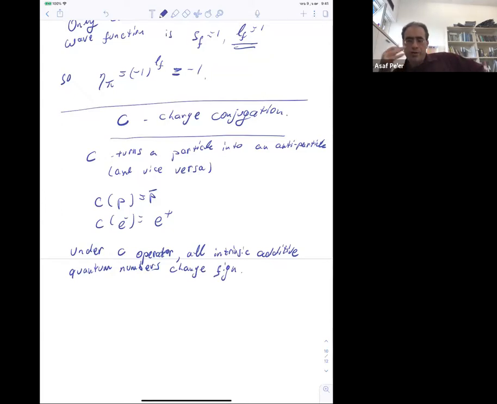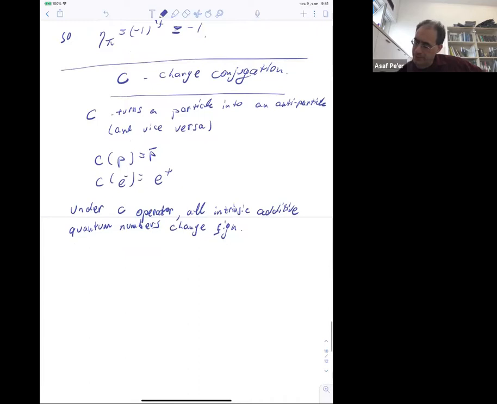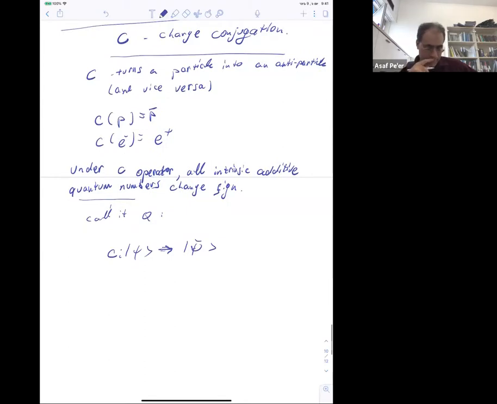So if we generally denote all the quantum numbers by Q, then C acting on a state psi with quantum number Q at position r and time t gives anti-psi, that is, psi of minus Q at the same r and t. And C does not change the spatial or time coordinates.